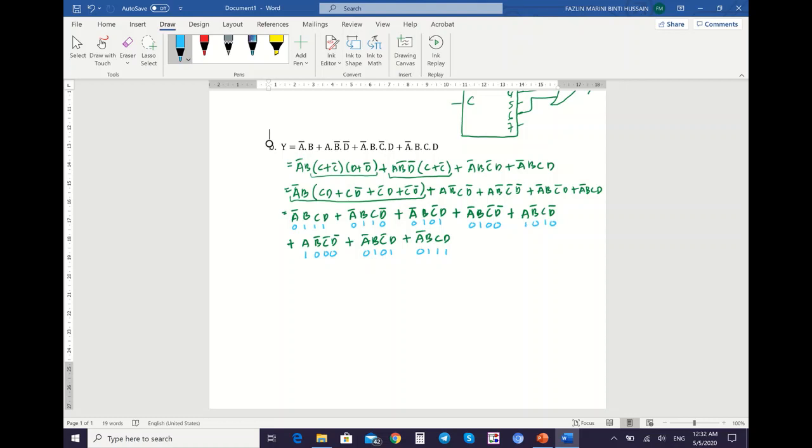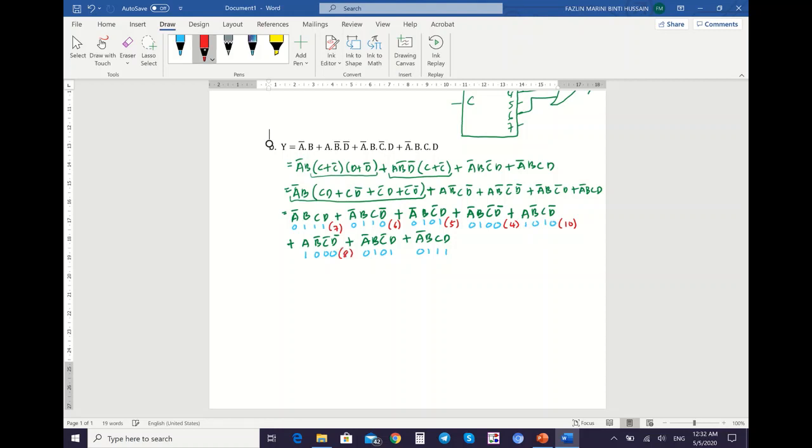Then we find the decimal. I change my pen color. So this is 7, this is 6, this is 5, this is 4, this is 10, this is 8, this is 5, and this is 7.